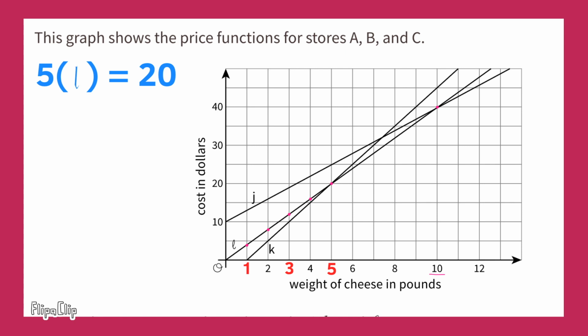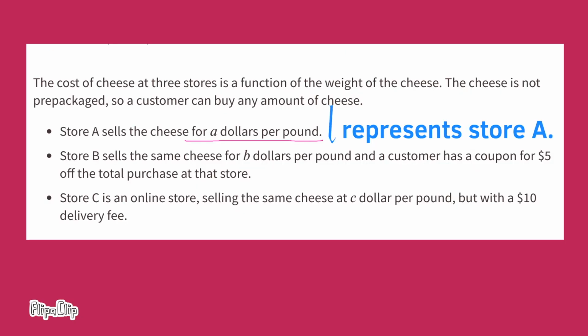Now the function or the equation reads 5L equals 20. With one step, we should be able to solve for L. Divide both sides by 5. 5L divided by 5 is 1L, which is the same as L. And 20 divided by 5 is 4. L equals 4. Line L represents store A. Store A sells cheese for $4 per pound.